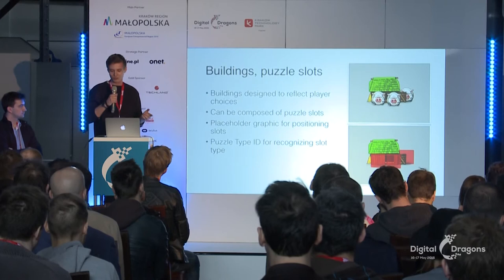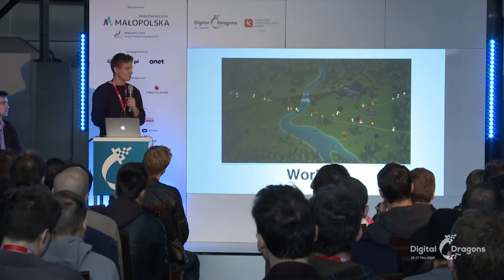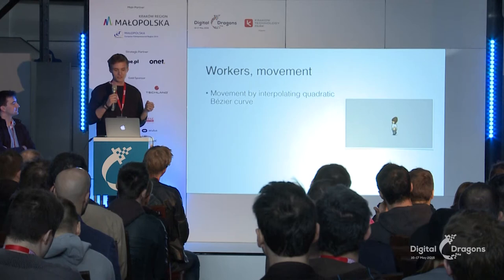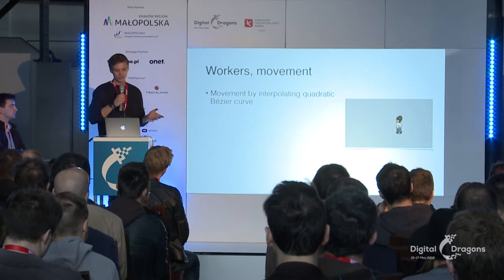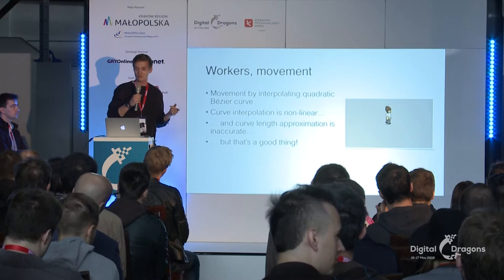Okay, now let's talk about walkers, which are walking around the village. There are always about 20 or more workers walking around the village. Worker movement is solved by interpolating a curve. This is a quadratic Bezier curve. This curve is drawn inside the village level editor, but I will talk about it later. When we made the first movement interpolation, it turned out that our curve interpolation algorithm was nonlinear, and the curve length approximation was really inaccurate, but it made everything look a little bit more natural, so we left it like that. So the workers move a little bit more naturally.